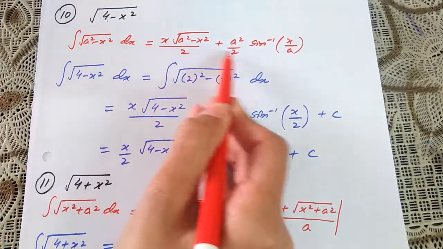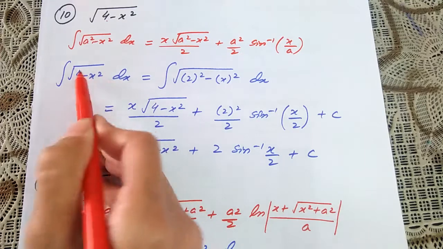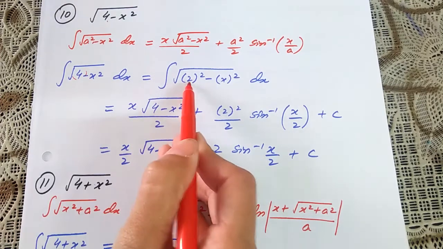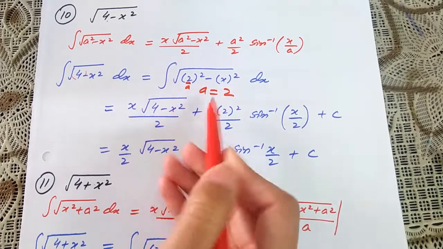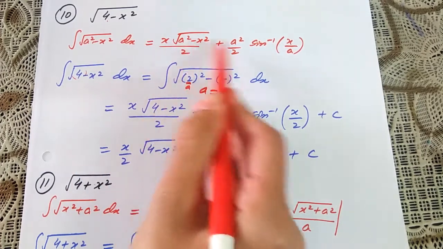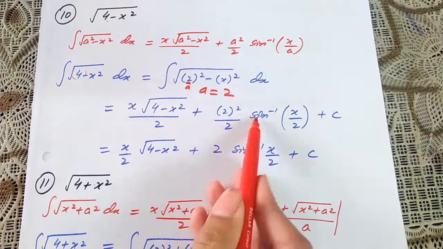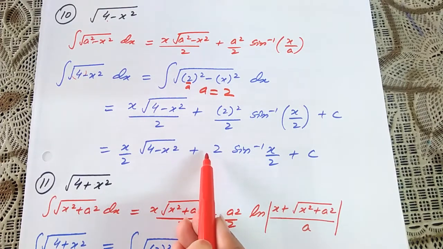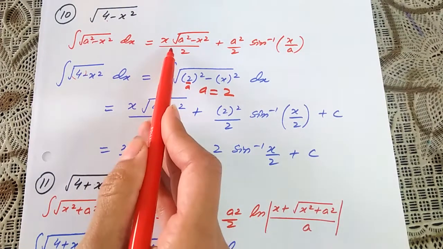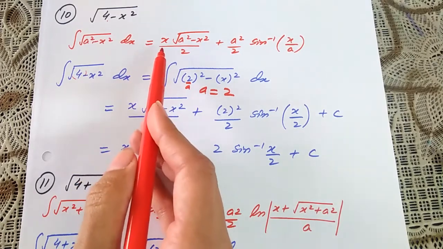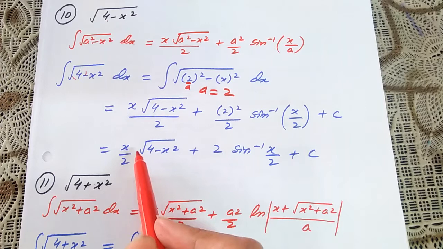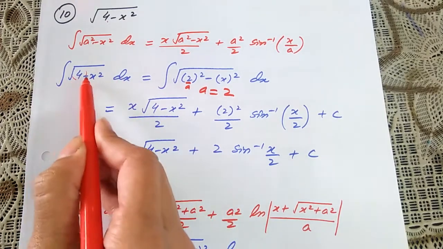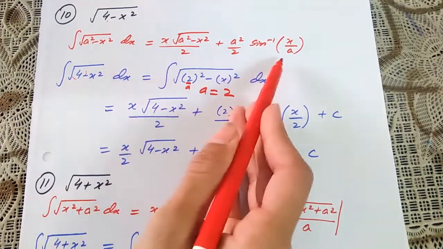So we can use this formula. Just write it in square form. This is a now, so a here is 2. Replace a in this formula with 2 and we will get the same answer by using this direct formula. This formula is a difficult one, but you have to memorize it for solving these kinds of questions. Just find out this a and replace it in this formula.